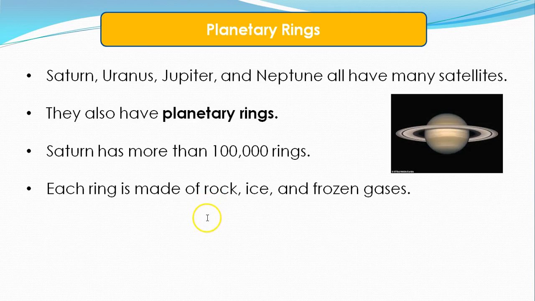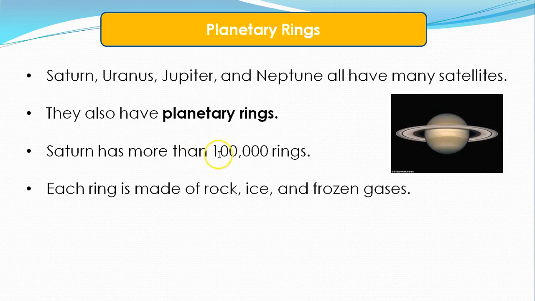Saturn, Uranus, Jupiter, and Neptune all have many satellites. They also share in common planetary rings. When we think about rings around a planet, we always think about Saturn because theirs are most visible. But as I stated, several of the planets have rings.